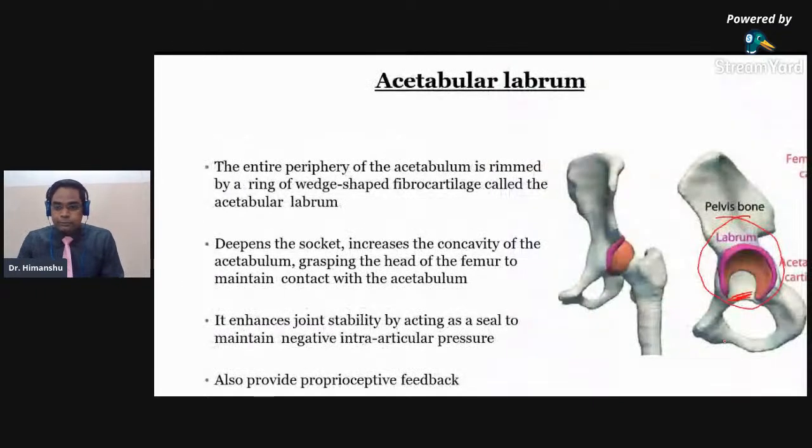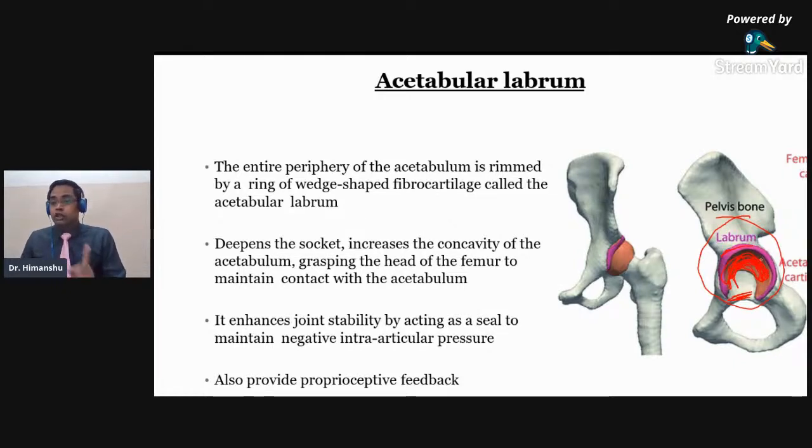If you look at this picture, you can see that the labrum is only associated with the margin. It is nowhere on the articular surfaces. This is the articular cartilage, the lunate surface, or horseshoe shaped surface. So the labrum is nowhere in the zone of articulation.